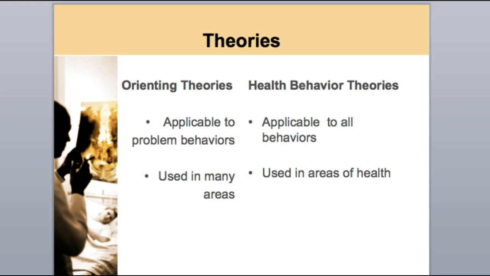Similarly, health behavior theories can be applied to all behaviors, not just problem behaviors, such as orienting theories. Health behavior theories tend to be used specifically in areas of health rather than in many areas like orienting theories. However, there are a couple of orienting theories that are used toward health behaviors. Examples include the ecological model and the trans-theoretical theory. They are not necessarily health behavior theories, but they're orienting theories that are applied to health behaviors.